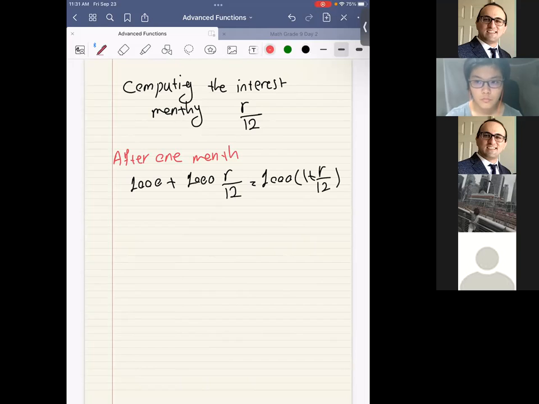So I want you to find what you get after 2 months. Let's do it now. Please compute your money after 2 months.